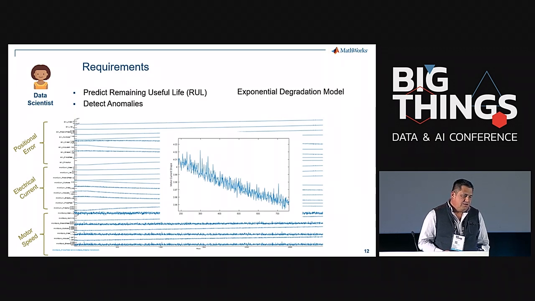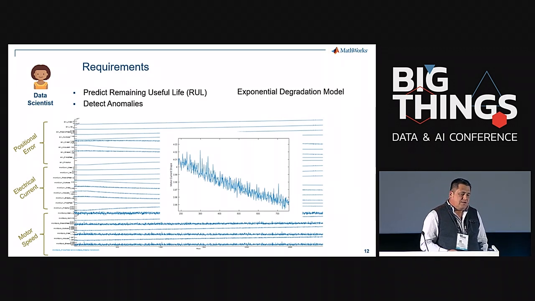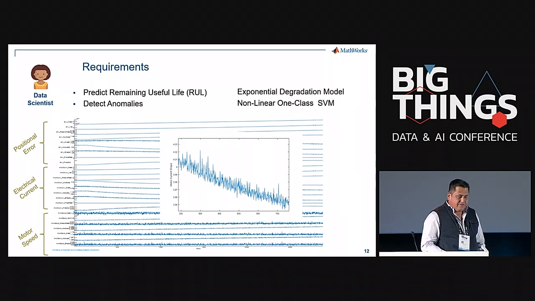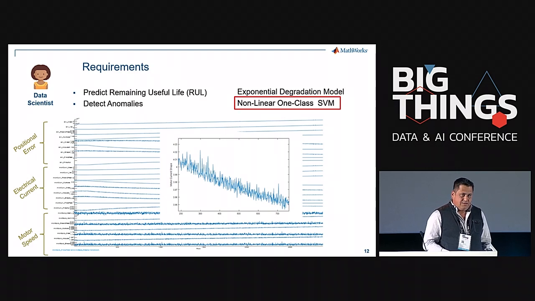But if you zoom into these plots, you can actually see these peaks. But you will see that we cannot do just thresholding to detect these peaks. So the distribution of these models is changing over time. We're going to use a nonlinear one-class SVM for this. So I'm going to explain these two models and how we adapt them to a streaming framework. Let me start with the SVM.